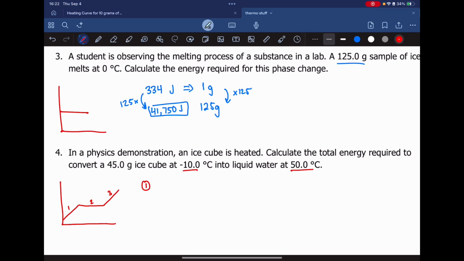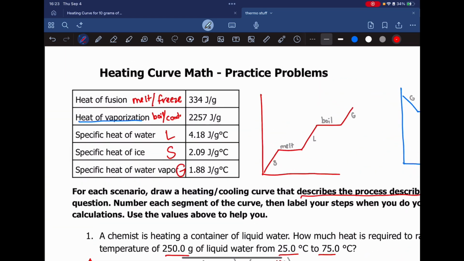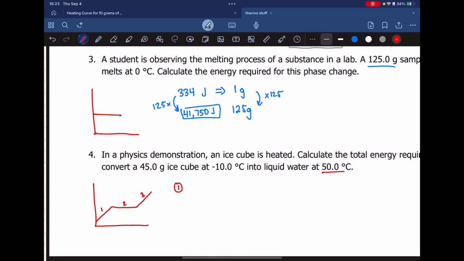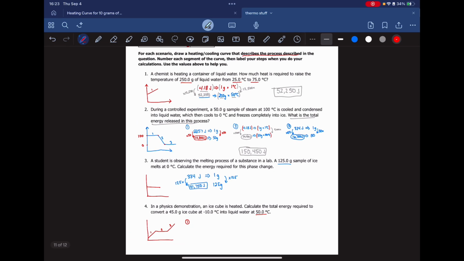Step 1, what do we have to do first? We have to get the ice cube up to its melting point. We're starting at -10, and remember the melting point of ice is 0. So we have to get it up to that 10 degrees. Since we are changing the temperature of ice, we are going to want to use our specific heat of ice, 2.09.